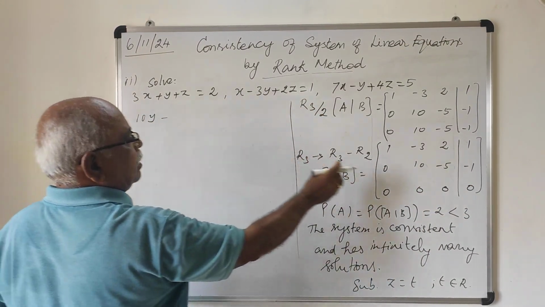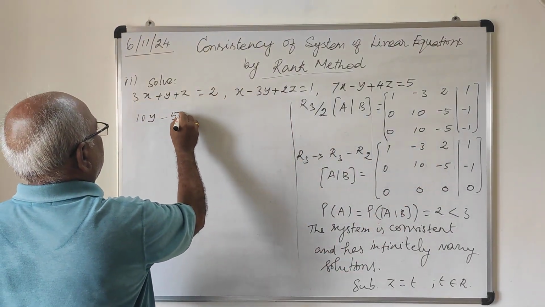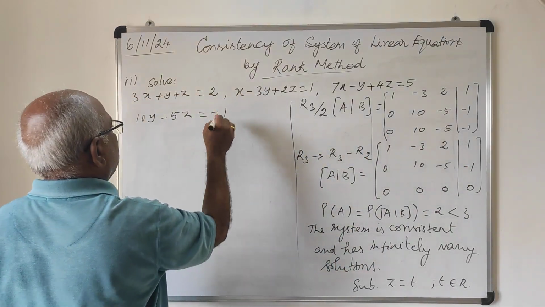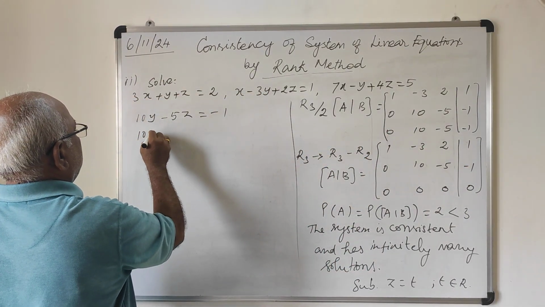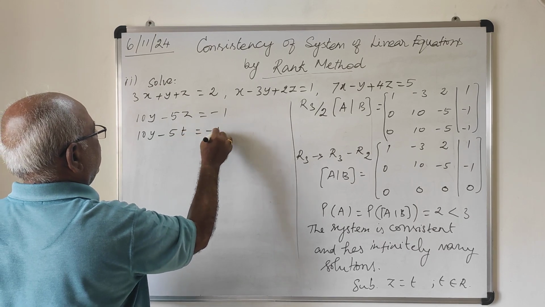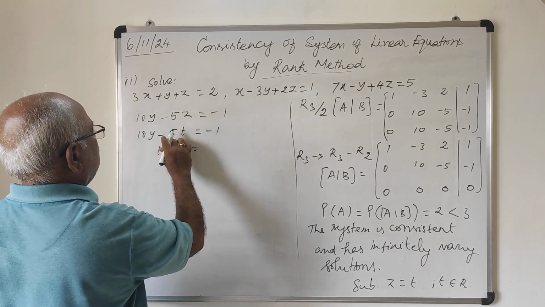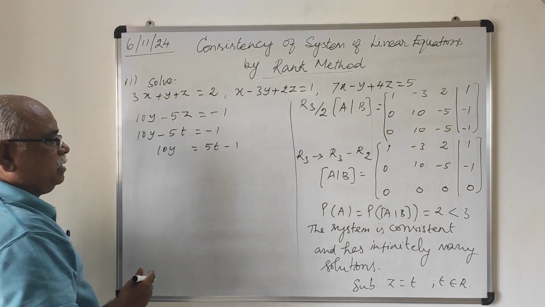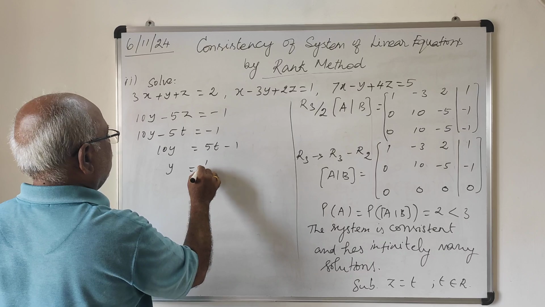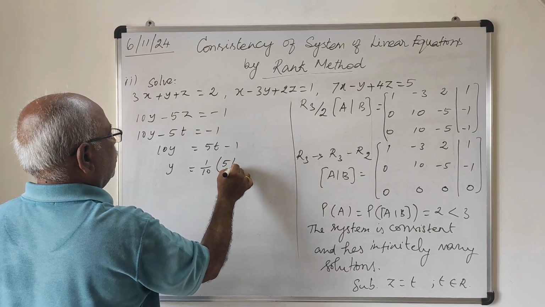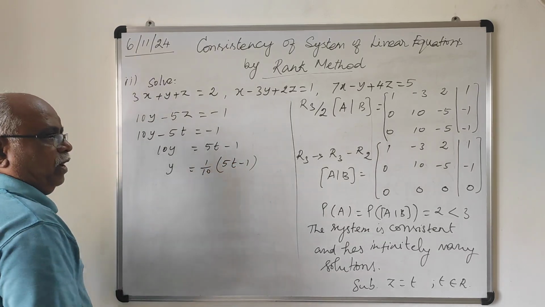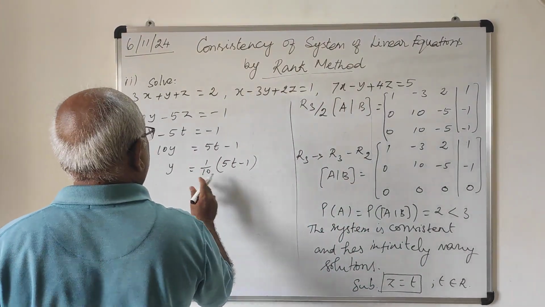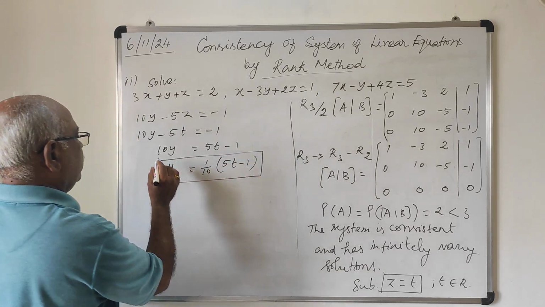In the second row, 10y minus 5z equals minus 1. So z equal to t, you substitute: 10y minus 5t equals minus 1. So 10y equals 5t minus 1, bringing the 5t to the right hand side. So y equals 1 by 10 times (5t minus 1). This is the value of y. z equals t and y equals 1 by 10 into (5t minus 1).